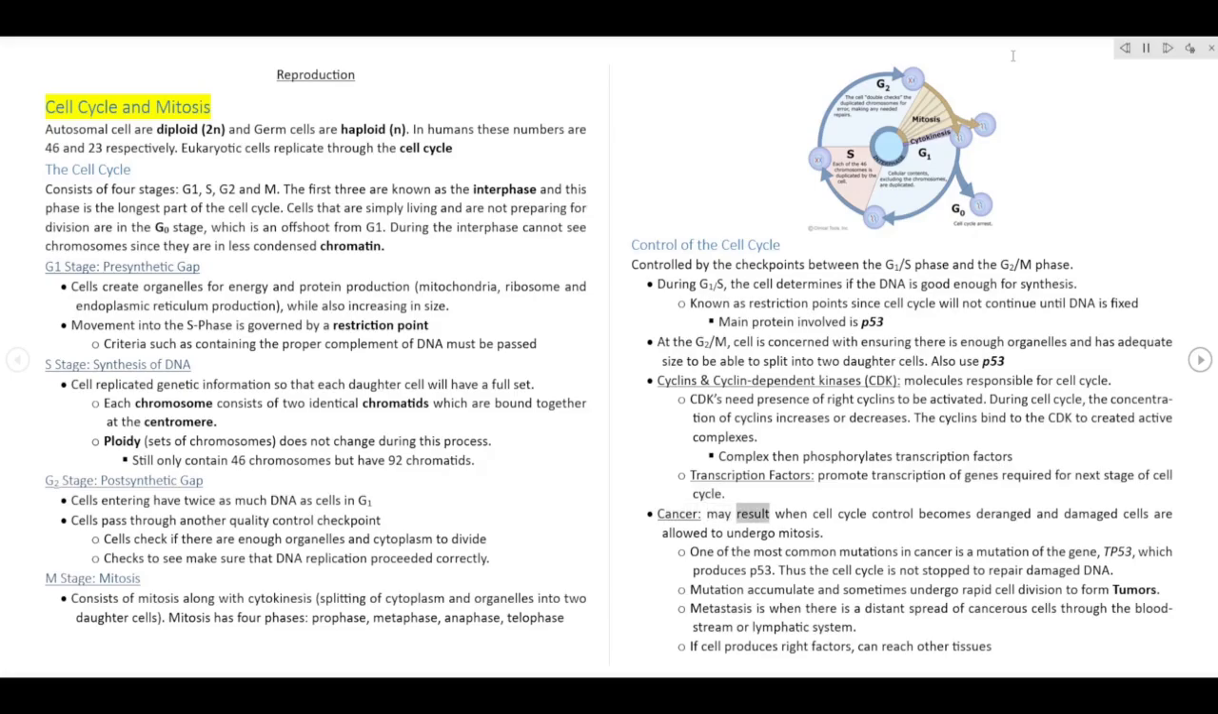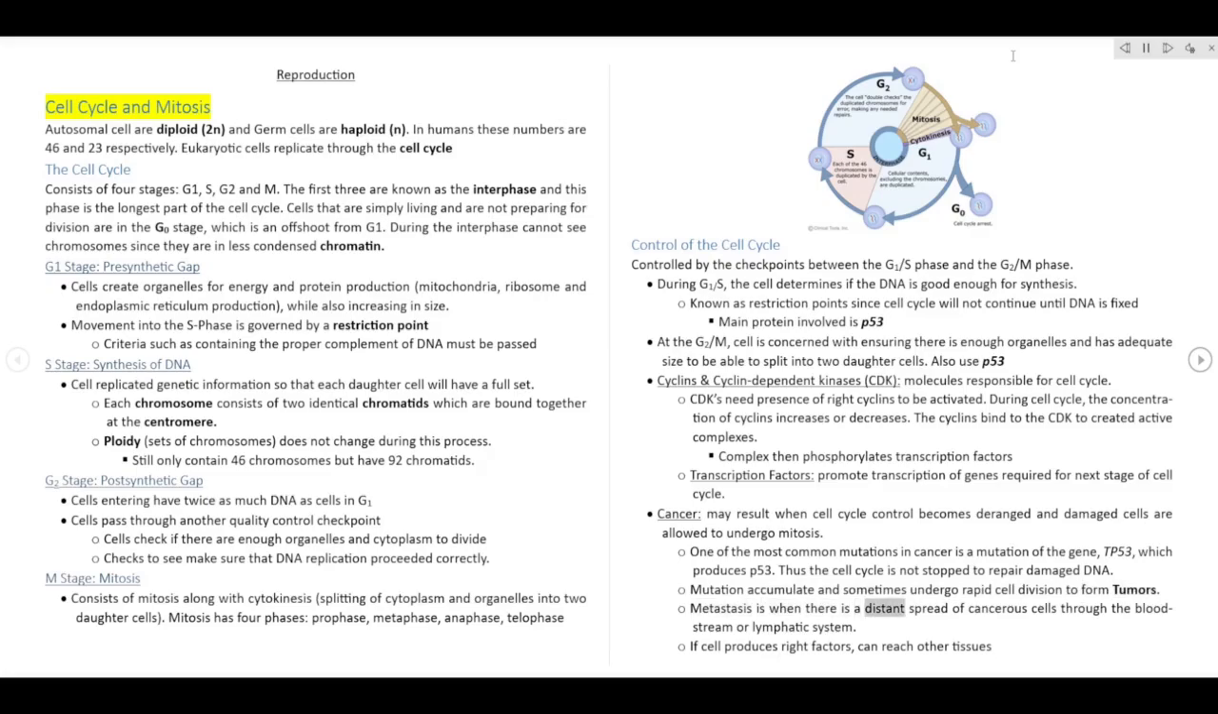Cancer may result when cell cycle control becomes deranged and damaged cells are allowed to undergo mitosis. One of the most common mutations in cancer is a mutation of the gene TP53, which produces p53. Thus the cell cycle is not stopped to repair damaged DNA. Mutations accumulate and cells sometimes undergo rapid cell division to form tumors.